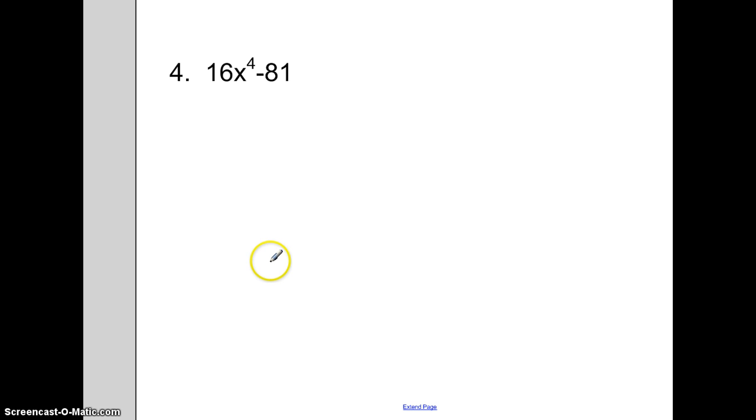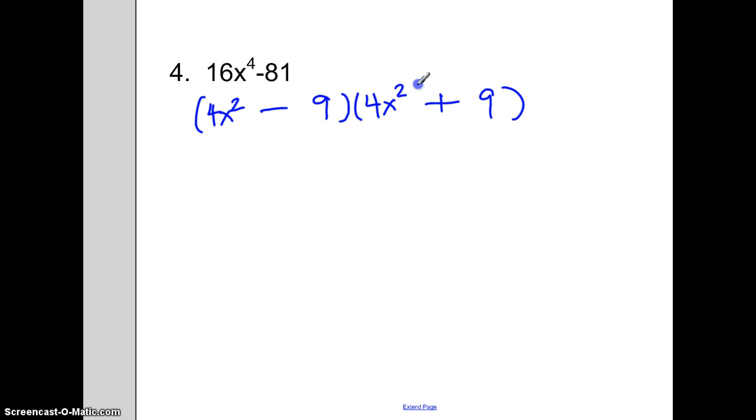Example 4, 16x to the 4th minus 81. This is another problem that has two terms. It's a binomial. It is another difference of squares. Make your two sets of parentheses. We're going to do 4x squared times 4x squared to get the 16x to the 4th. And then 9 times 9 to get the 81. And then you need a minus sign and a plus sign. The 4x squared plus 9 is done.